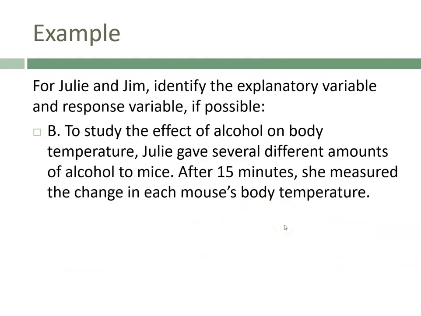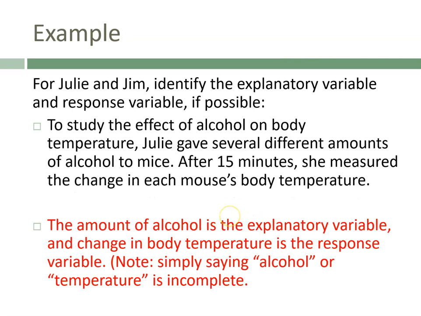All right, this one's slightly different. To study the effect of alcohol on body temperature, Julie gave several different amounts of alcohol to mice in an experiment. After 15 minutes, she measured the change in each mouse's body temperature. So what could be the explanatory and what could be the response? The amount of alcohol is the explanatory variable, and the change in body temperature is the response variable.